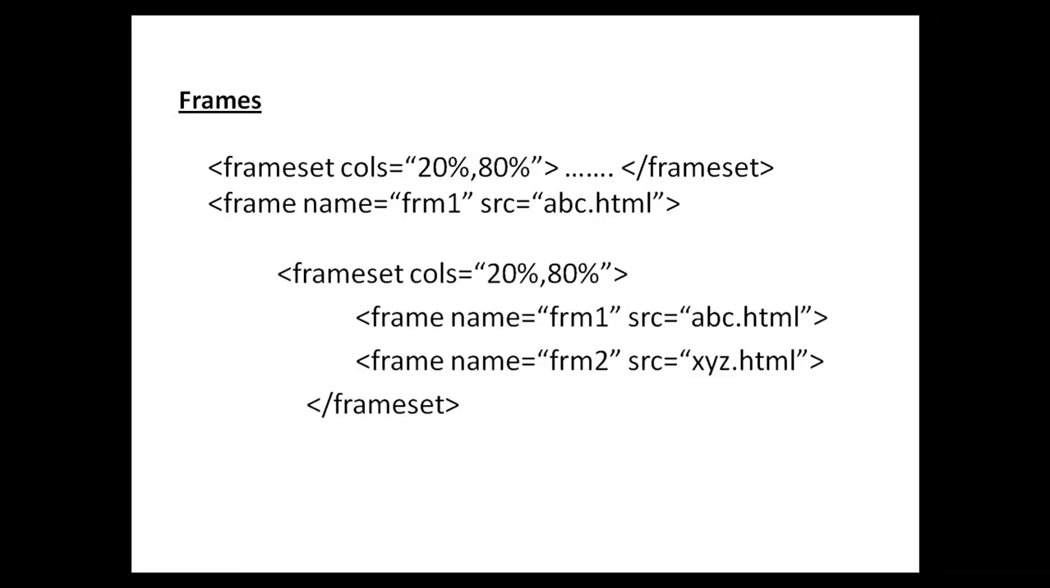If you properly place these statements in order, then the code will look like this. Frameset cols equal to 20% and 80%, and the first frame's name identification is frm1, where its source is abc.html, and for the second frame of 80% space I am identifying it with the name frm2, and that particular space must have content related to xyz.html. Now let us see how this can be implemented with one simple example.